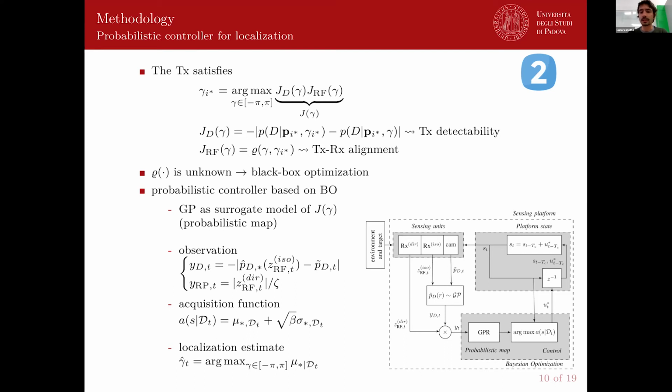Then we fuse together the information collected by the three sensing units. In particular, we fuse the isotropic information with the cameras in order to retrieve the probability of detection of the target. And then we compare together this observation in order to retrieve the probabilistic map. And once this probabilistic map is estimated and reconstructed, a certain acquisition function can be used to drive the platform towards the next movement. And once this movement is done, we can finally compute the actual localization estimate, which is essentially a maximum a posteriori estimate on the actual probabilistic map.